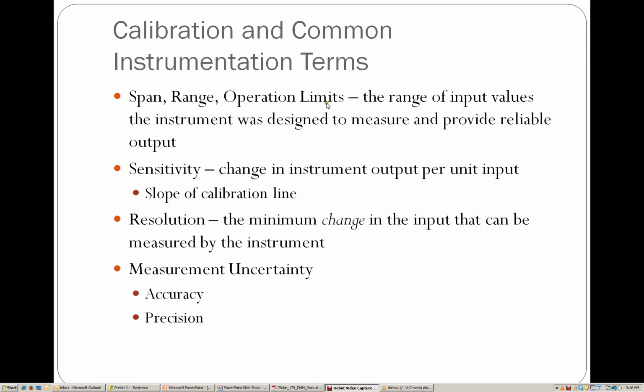And basically, those are fancy ways of saying these are the range of input values that the instrument was designed to measure and provide reliable output for. So for the load cells that were used in Engineering 212, those were 10-pound load cells. They had a designated span or range or operation limits of 10 pounds either in compression or in tension.